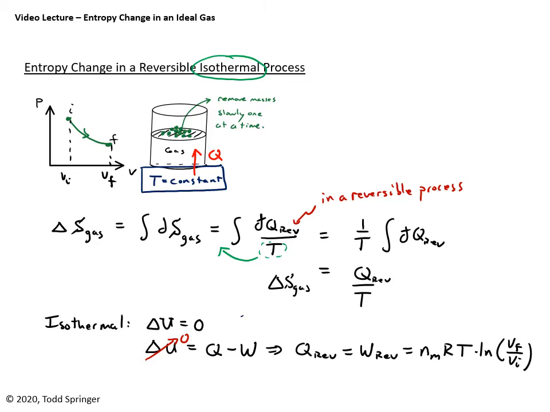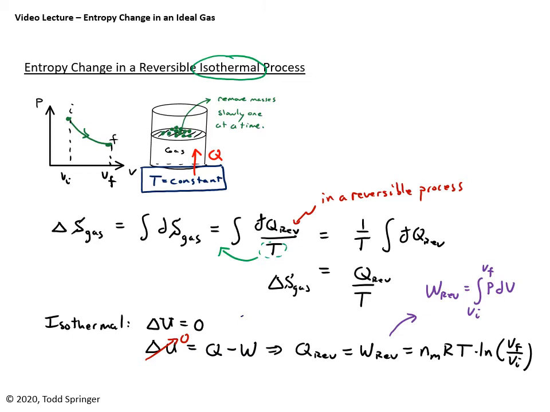So I know the heat added is equal to the work done, and then this nMRT natural log Vf over Vi. Where does that come from? In case you forgot, this comes from this formula, right? Integral of P times dV from Vi to Vf, and then substituting in the ideal gas law in for P.